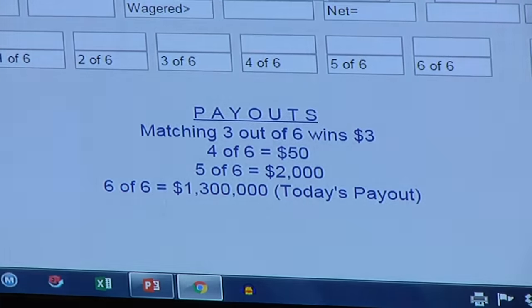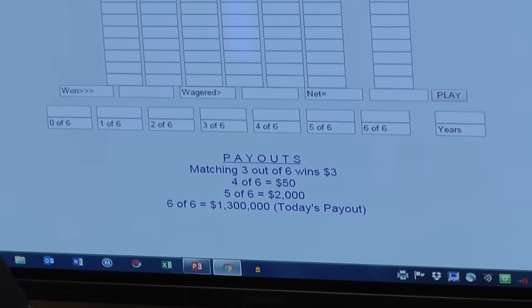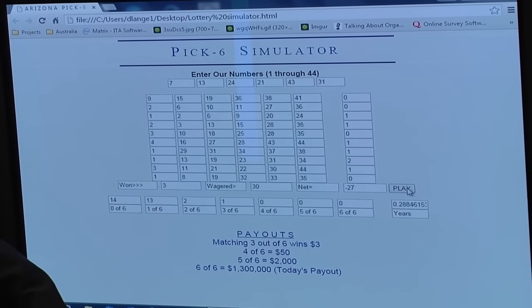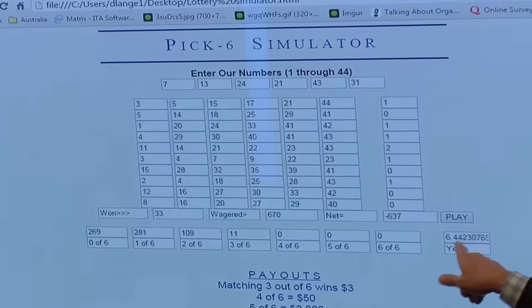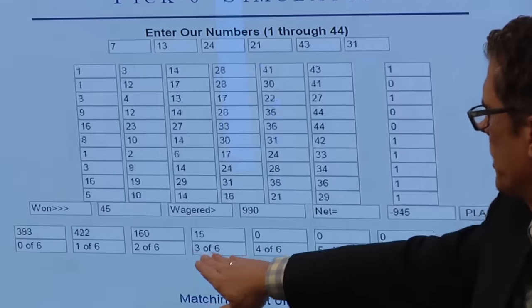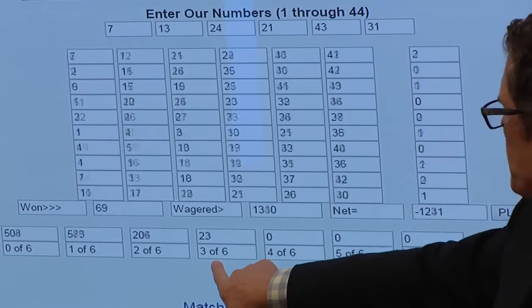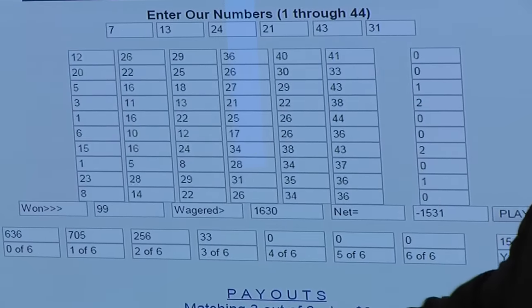And so if I press start play, we will see it play pretty rapidly. You can see now we've played for 4, 5 years, 6 years, 7 years, and you can see how many we're hitting. So after 10 years, we've hit 21 three out of sixes. Okay? So this is how the simulator works.